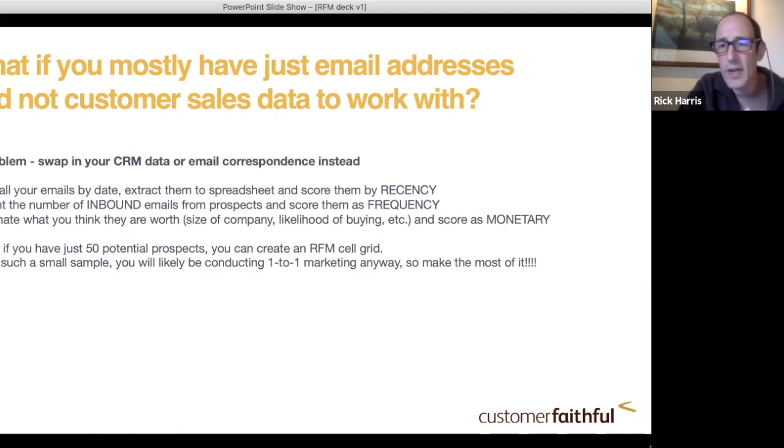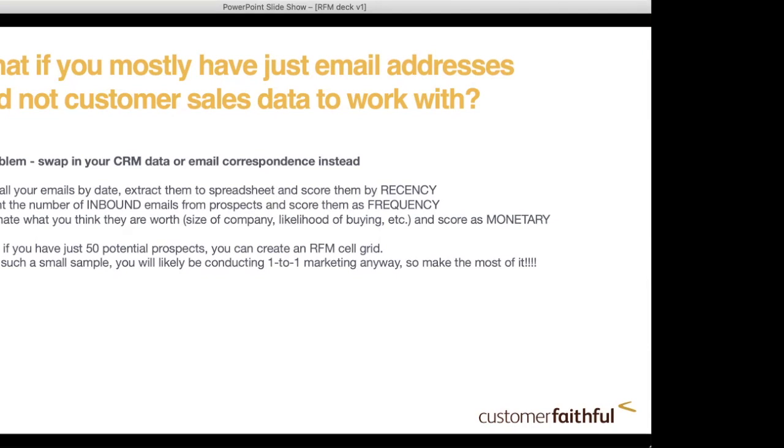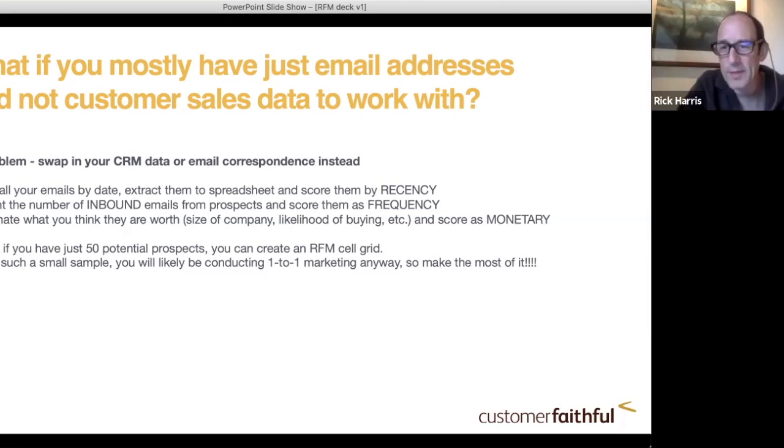And even if you've just got a handful, we're talking about 27 segments. You're not going to look at them all, by the way. Even if you've just got, as I said there, 50 prospects, it's still worth doing this, even though you're going to have just 1 or 2 people in each segment. Because if you've only got 50 prospects, you're probably talking to people on a one-to-one basis anyway. So you might as well at least know, when you talk to them one-to-one, which cell they're in. So don't feel discouraged if you haven't got lots of sales data that you can't use RFM, because you can.